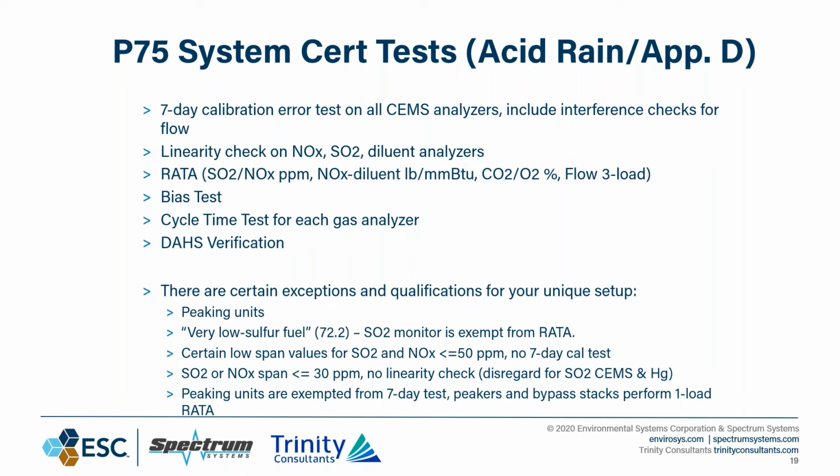If your low range span is less than or equal to 30 ppm, there's no linearity check, but they revived that with the implementation of the MATS rule if you are using your SO2 CEMS as a surrogate in a mercury monitoring situation. Peaking units are exempted from the 7-day test as well. Your peakers and bypass stacks perform a single load RATA. There's just lots of exceptions and qualifications.